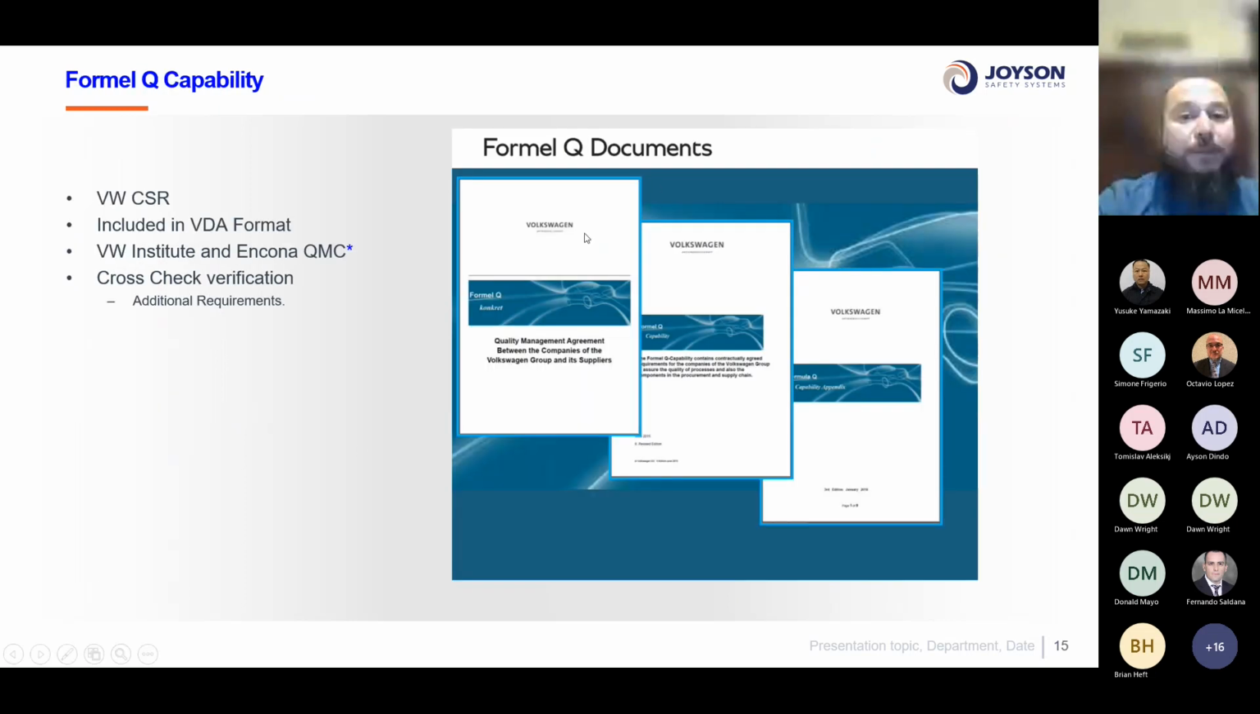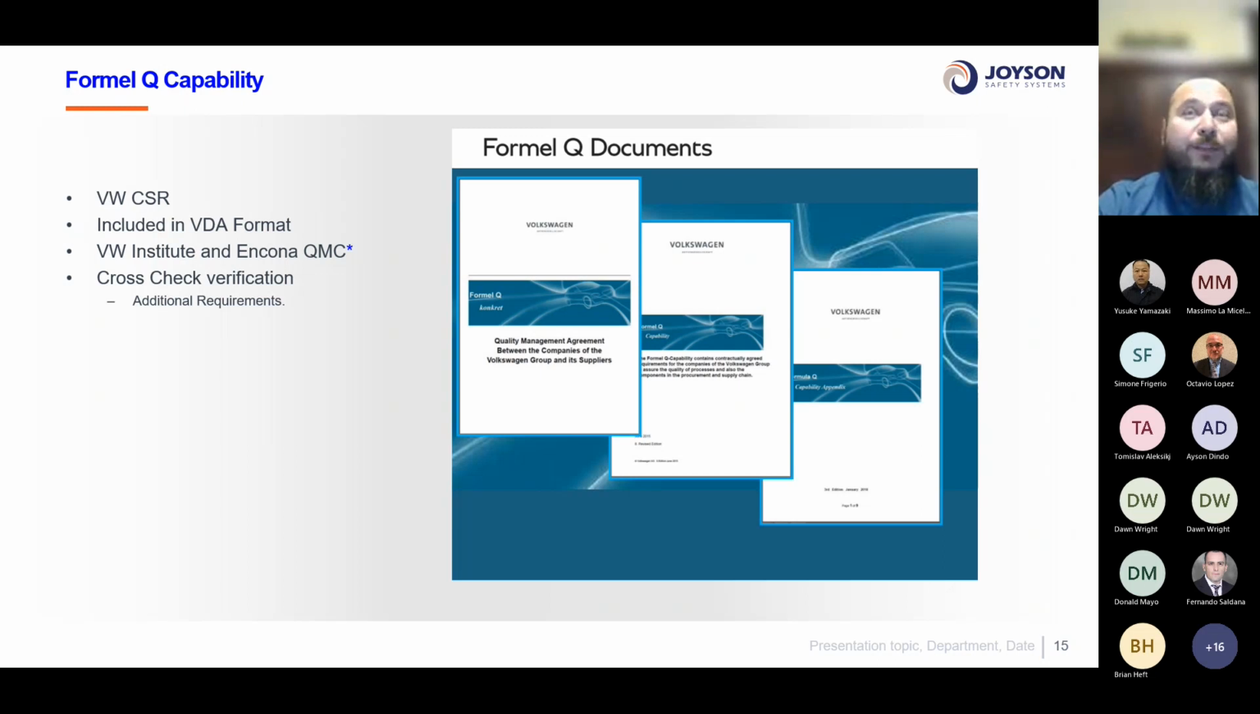Now, the formal Q documents are specific requirements from Volkswagen. The scope for that is to be cascaded to the tier ones, which, as Joyson, cascade down to the supply base. And those are required by Volkswagen and by Audi. So those are formally included in the VDA format coming from Volkswagen Institute and Encona Academy, the QMC. That is the formal format that we have to use, and it's mandatory because it is the mandatory format by Encona, QMC, and Volkswagen Institute.